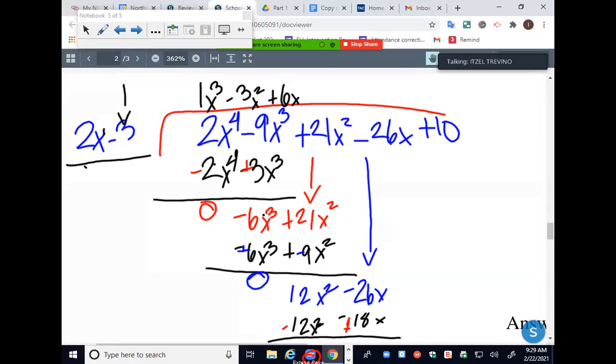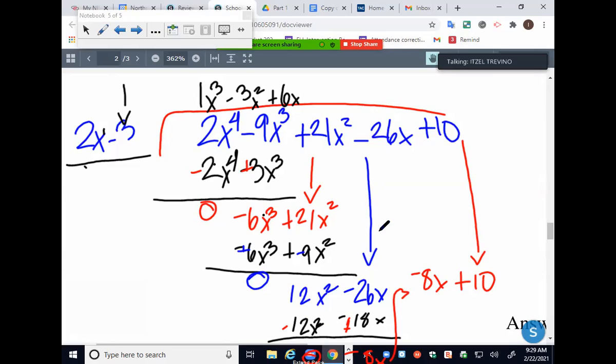Positive or negative? Negative, right? So I have minus 8. My variable stays the same. I have x. Okay. So I'm just going to write it right here because we're running out of space. And we're going to bring down what we have next, which is plus 10.